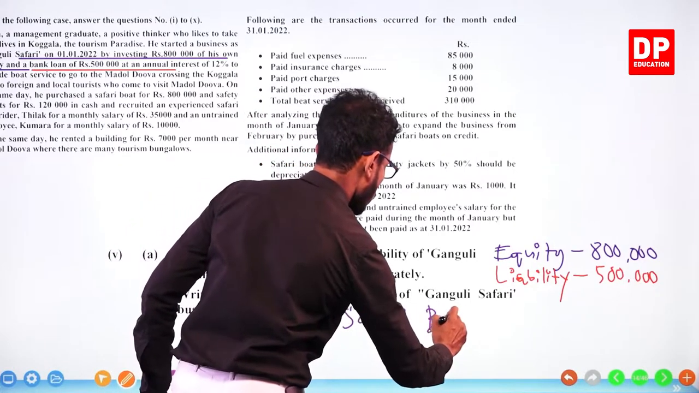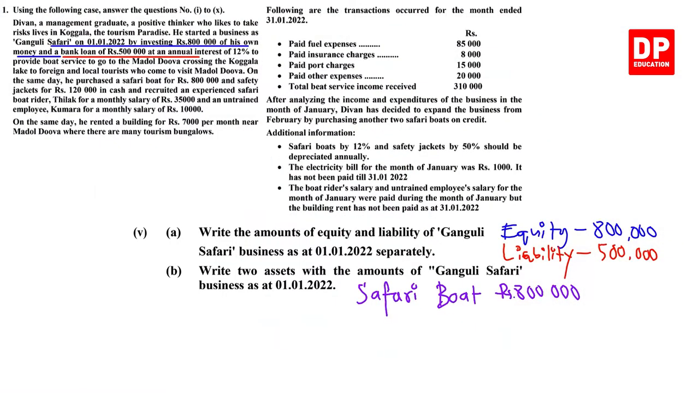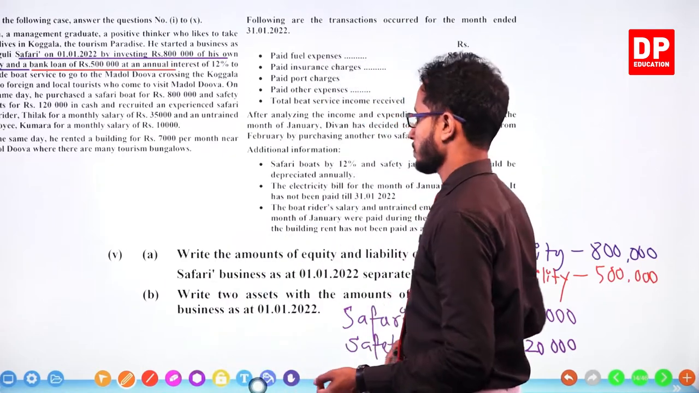Safari boat 800,000. Don't forget the rupee mark. Safety jackets, how much? Safety jackets, 120,000. Easy questions, right? Let's move on. Sixth question.